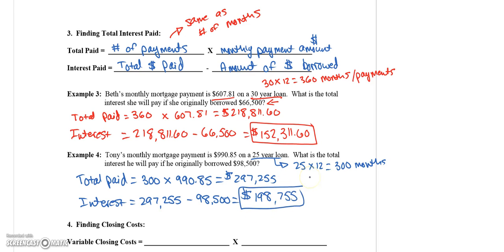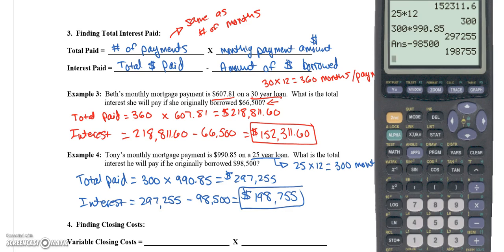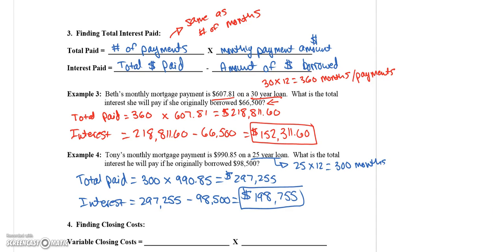For example 4, I find that the interest I'm paying is $198,755.